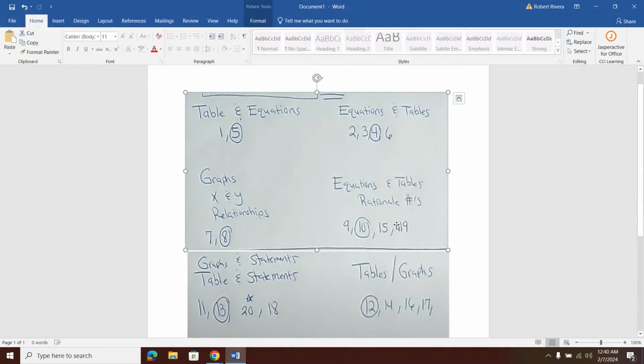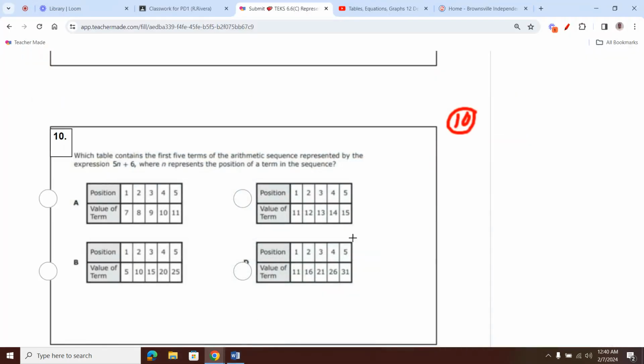So I'm doing 10, you're going to do 9, 15, and 19 by yourself. I might do another one. Let's see right now. 5n plus 6. That's what they gave me. Okay? Now this one I have to read so I can know who's who.